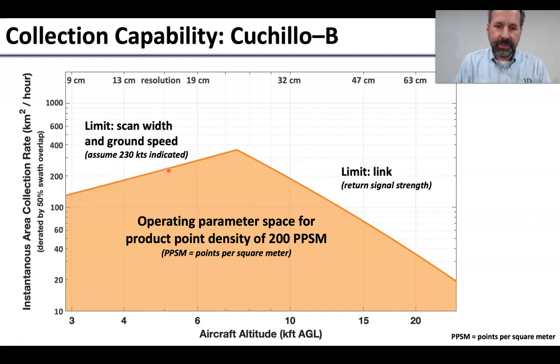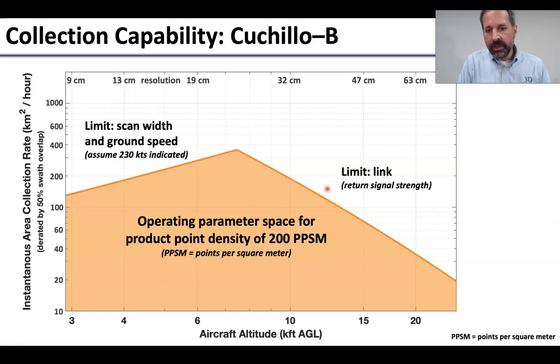Let me walk you through how we think about these things. On the left side, the limit is set by the scan width. Our scanner is only able, as I said before, to interrogate a 40-degree cross-track field of regard. And so projecting that onto the ground from these lower altitudes absolutely sets a limit on our area collection rate. Here we've been pretty sporting with our aircraft speed, but it's certainly something that a lot of aircraft can do.